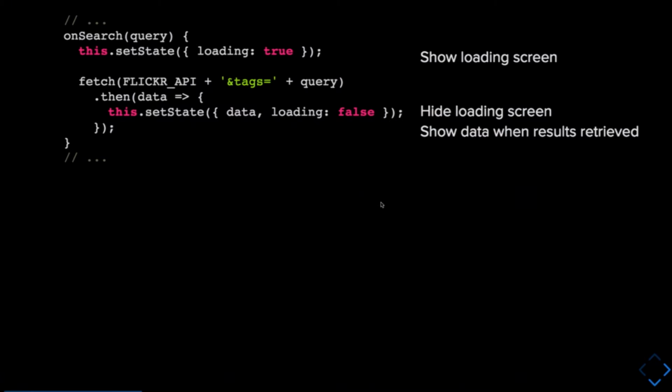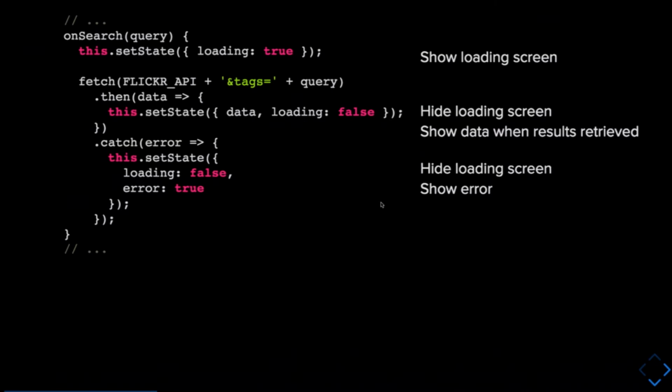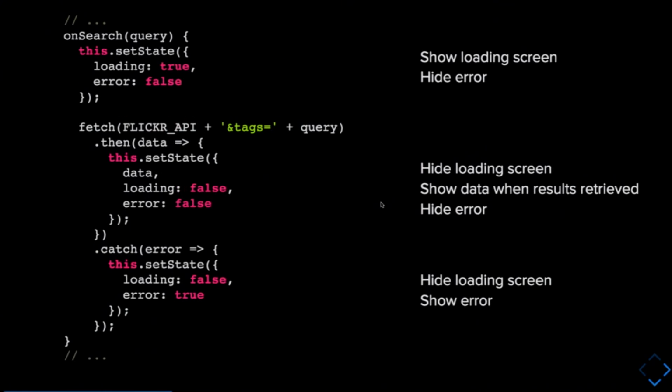Are we done? No. What if we have an error? Well, we have to hide the loading screen, show the error, right? But are we home free yet? No, because we also have to make sure that we clear the error once we try to search again. And so, as you can see, the complexity is getting bigger and bigger. So now my onSearch event handler is getting extremely huge.